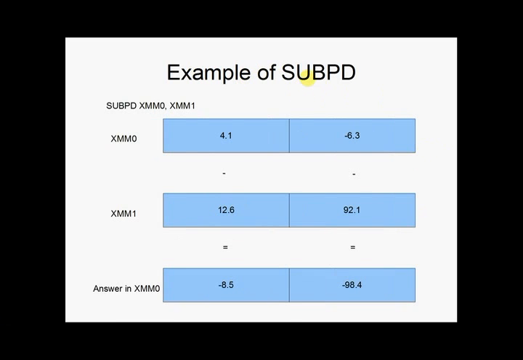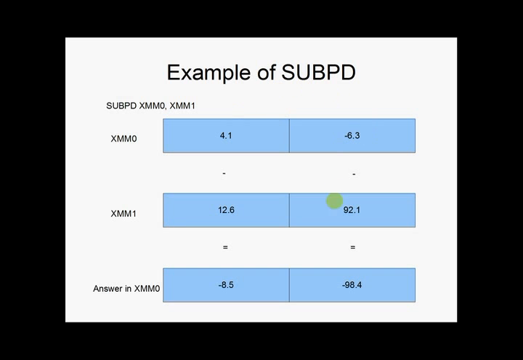Okay, here's an example of subtract packed doubles. So there's only 2 packed doubles per SSE register. Whereas in the previous example we were doing 4 operations at once, if you're working on packed doubles you can only do 2 operations at once.